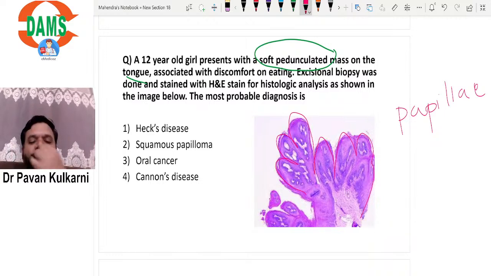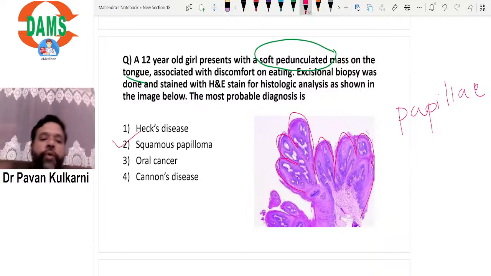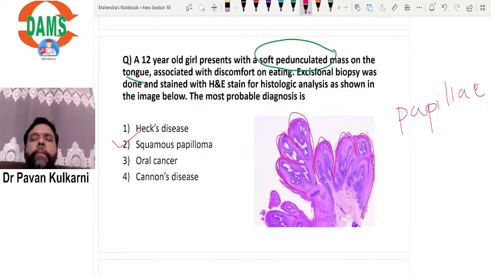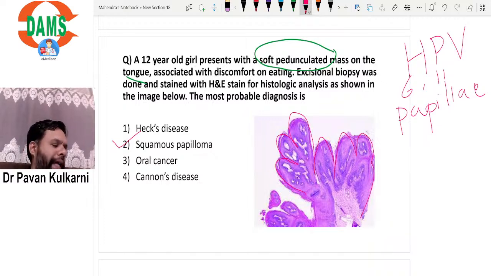So these papillae, which are finger-like projections, histologically are characteristic of squamous papilloma. Squamous papilloma is a benign tumor of the oral cavity caused by the virus HPV, human papilloma virus, particularly 6 and 11. HPV 6 and HPV 11 are the two types which commonly cause this squamous papilloma. Remember, squamous papilloma is a benign tumor. It is not related to malignancy.